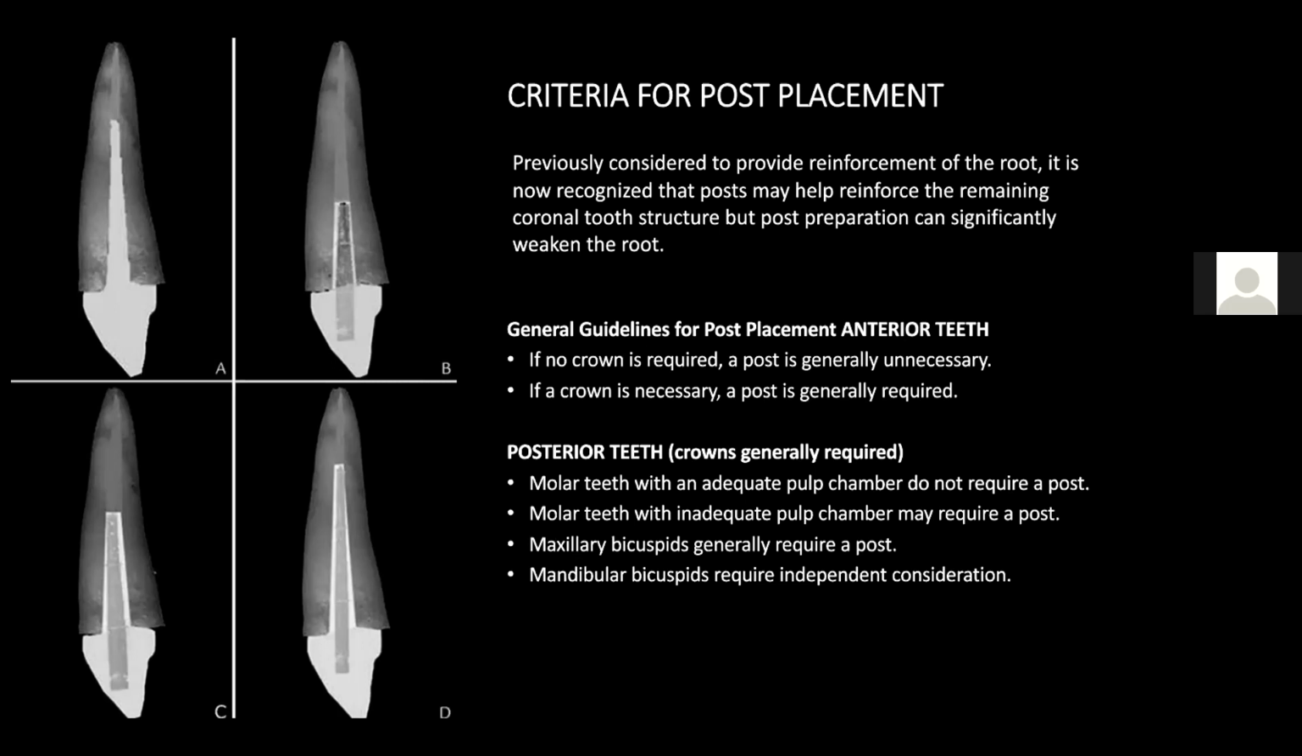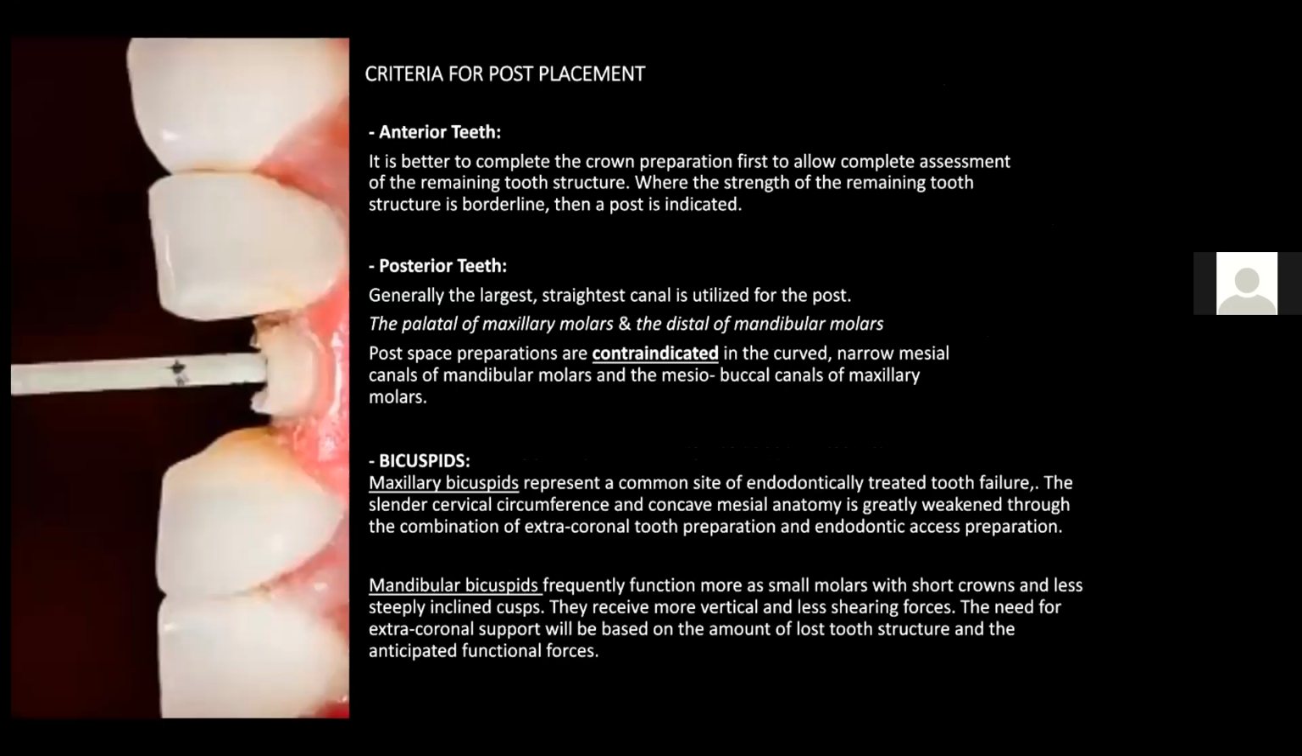Now, the mandibular bicuspid requires independent consideration. This depends on A, the amount of tooth structure left, and B, if the cusps are steep and if there's a high function on the tooth, on the mandibular bicuspids, and if they will be used as abutments. Now, criteria for post placement. For anterior teeth, it is better to complete the crown preparation, see how much tooth structure we have left, and then decide if we need a post or not.